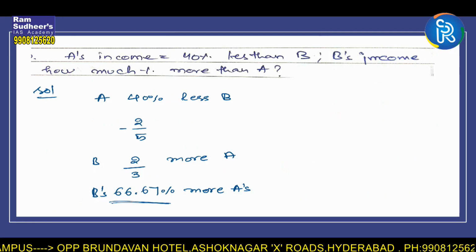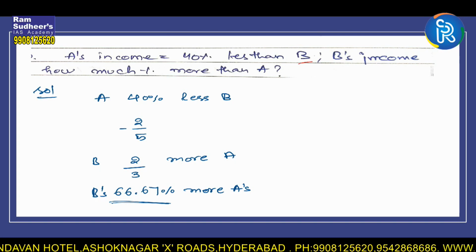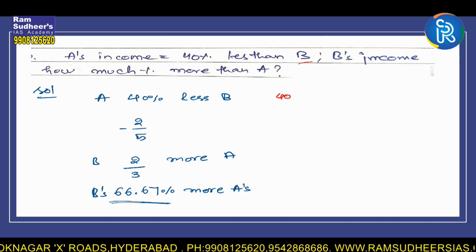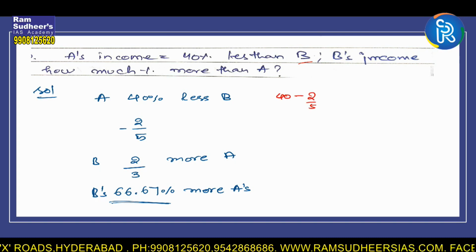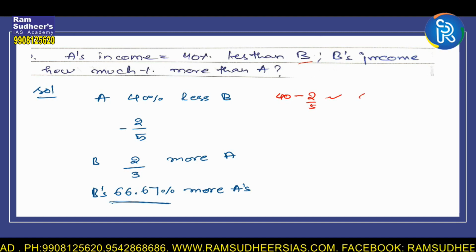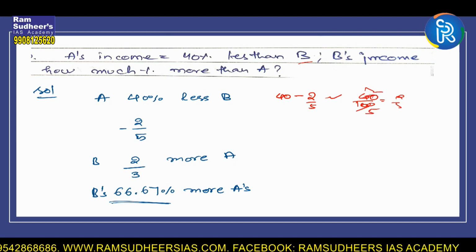And the next question is also on similar lines. Here, A's income is 40% less than B. By how much is B's income more than A? A's income is 40% less than B. 40% from my first slide is 2 by 5. Make sure you learn these values by heart, or get to these values in the examination hall using the division by 100, which would be 2 by 5. 40 by 100 is 2 by 5.